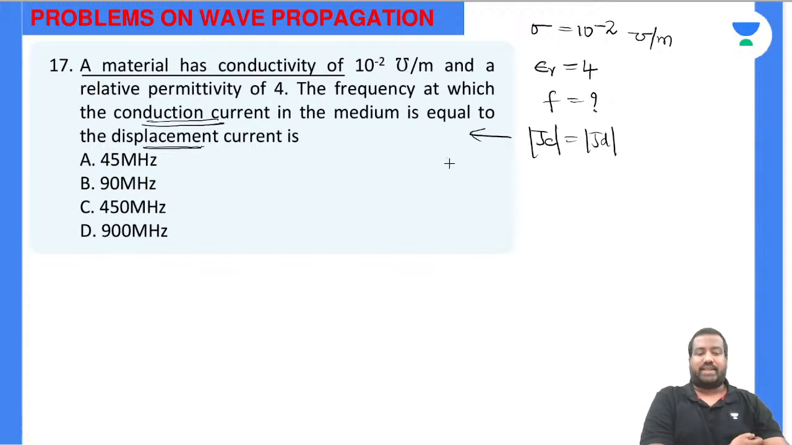what is the value of loss tangent here? Without calculating, you can tell directly because I told you in the theory. What is the value of loss tangent? In any given medium, when conduction current density is equal to displacement current density, what is the value of loss tangent here?